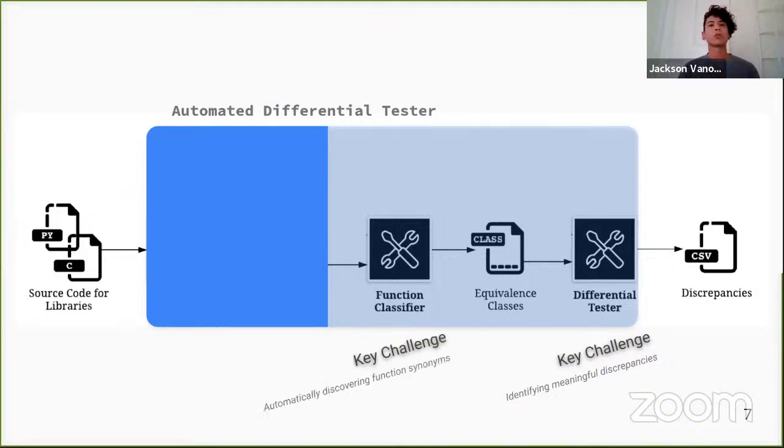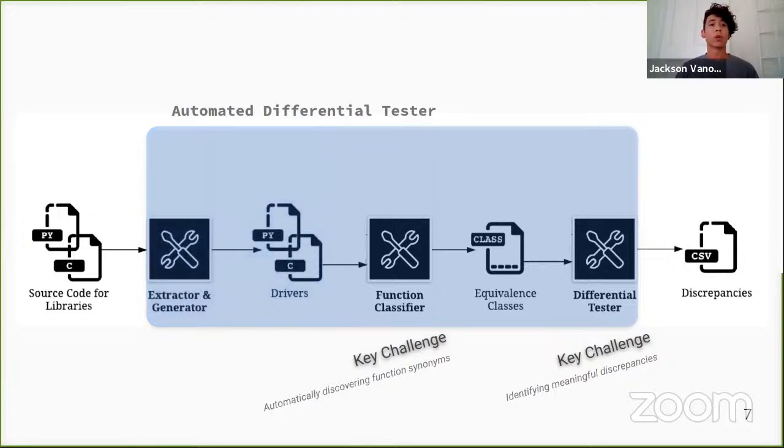And this is non-trivial for a couple of reasons. Documentation can be incomplete or missing entirely. Function names can be misleading. We've observed cases in which functions with the same name are not function synonyms, and functions with different names are in fact function synonyms. So this merits a different approach.